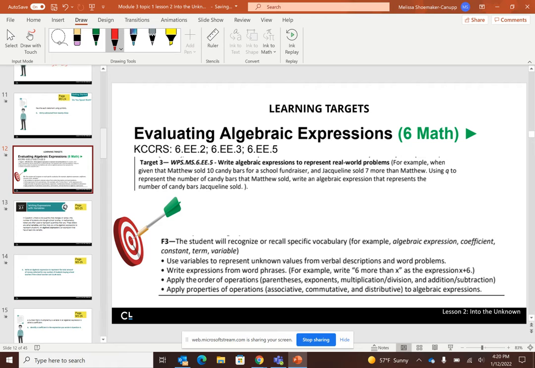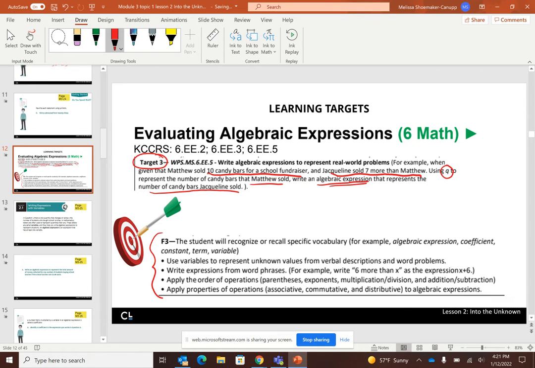Now, I want you to notice that we switched targets right here. These targets are closely related. Some of the words that we're learning in these topics are building foundational skills for several different targets. So we're going to be hitting the level 3.0 in several targets kind of all at once. Okay? So we need to be able to solve things like Matthew sold 10 candy bars for a school fundraiser. Jacqueline sold 7 more. Using Q to represent the number of candy bars Matthew sold, we're going to write algebraic expressions that represent what Jacqueline sold.